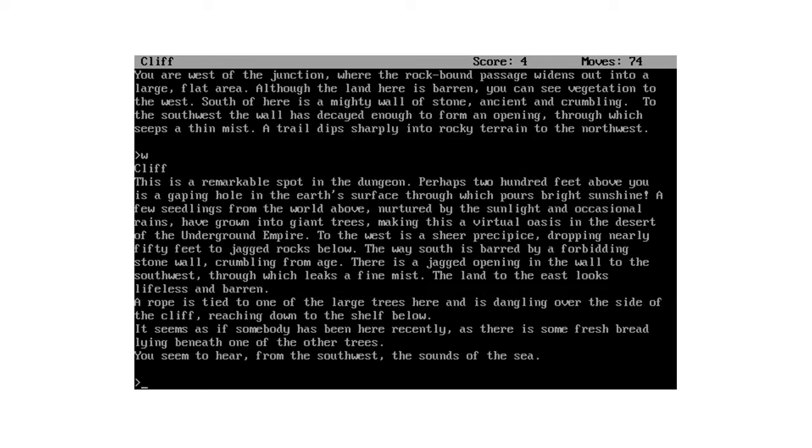Now, in ye old days, the idea of you was fairly basic and fairly straightforward. In old text-based adventures, it explicitly said, "You do this, you see this, you seem to hear from the southwest the sounds of the sea," and it was common to just be able to place yourself into the game quite easily.